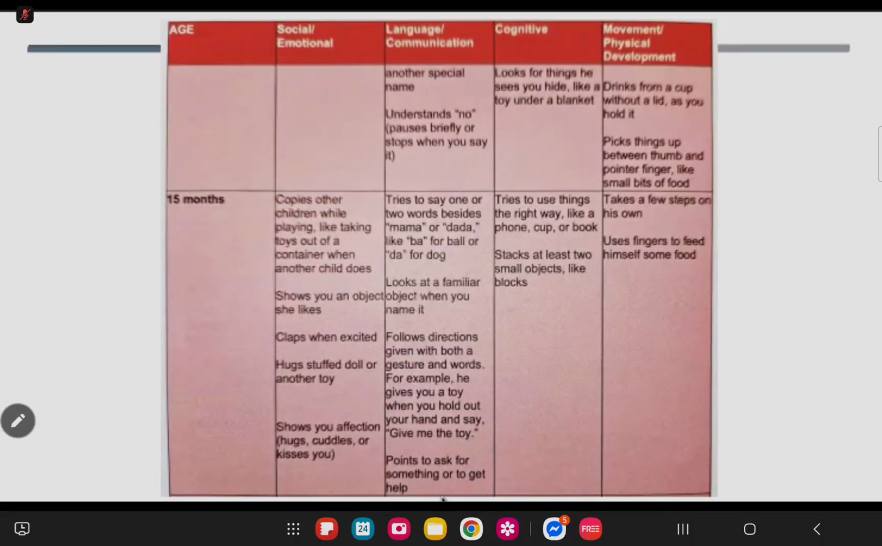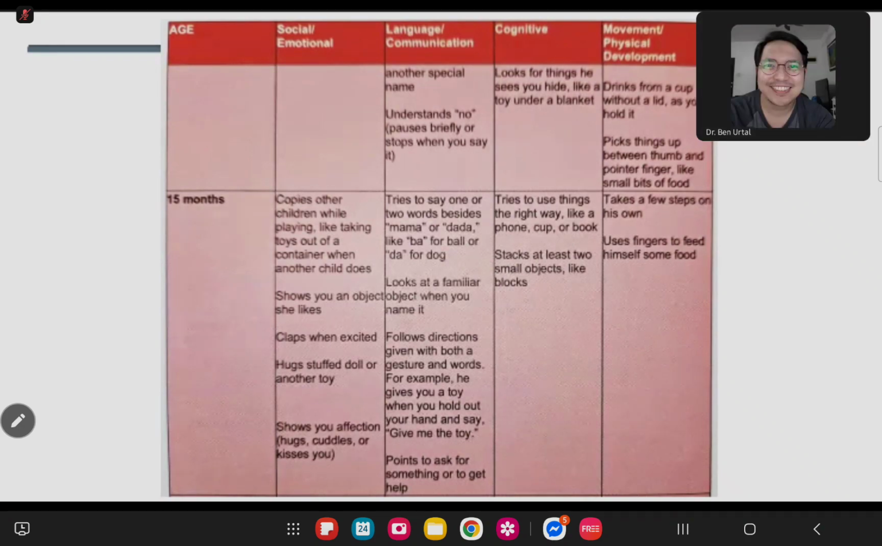Okay. So at 15 months, this is the time where their social and emotional milestones are more pronounced. So they start to play with other children. Even though they have solitary play, they start to have cooperative play at 15 months. Okay. Sometimes they share, sometimes they don't, but it's a start. They also show you affection. So they already hug, cuddle, and kiss at 15 months.